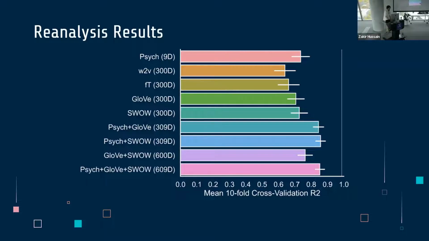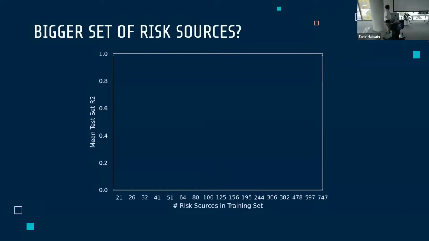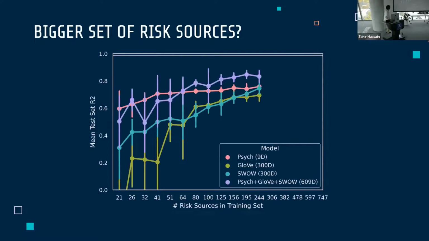So with that in mind, we decided to try and test whether we could get more performance with a larger training set. We basically took subsamples of our data and trained the models on those subsamples to see how performance changes with the number of risk sources in your training set. And it looks like we could potentially extrapolate, and be getting more performance out of these models.